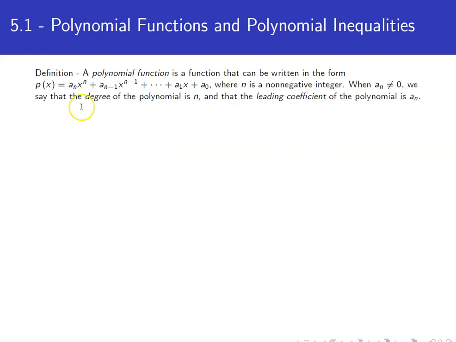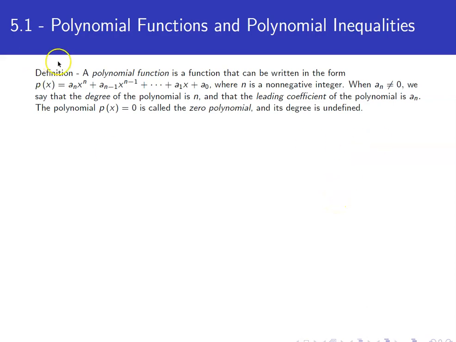All right, so when we have this first term here, the term with the highest exponent on it, when that a sub n is not 0, so we really do see this first term, we say that the degree of the polynomial is n. So that's the highest power of x that we see in the polynomial. That's what we mean by degree. And then the coefficient on that highest degree x term is what we refer to as the leading coefficient of the polynomial.